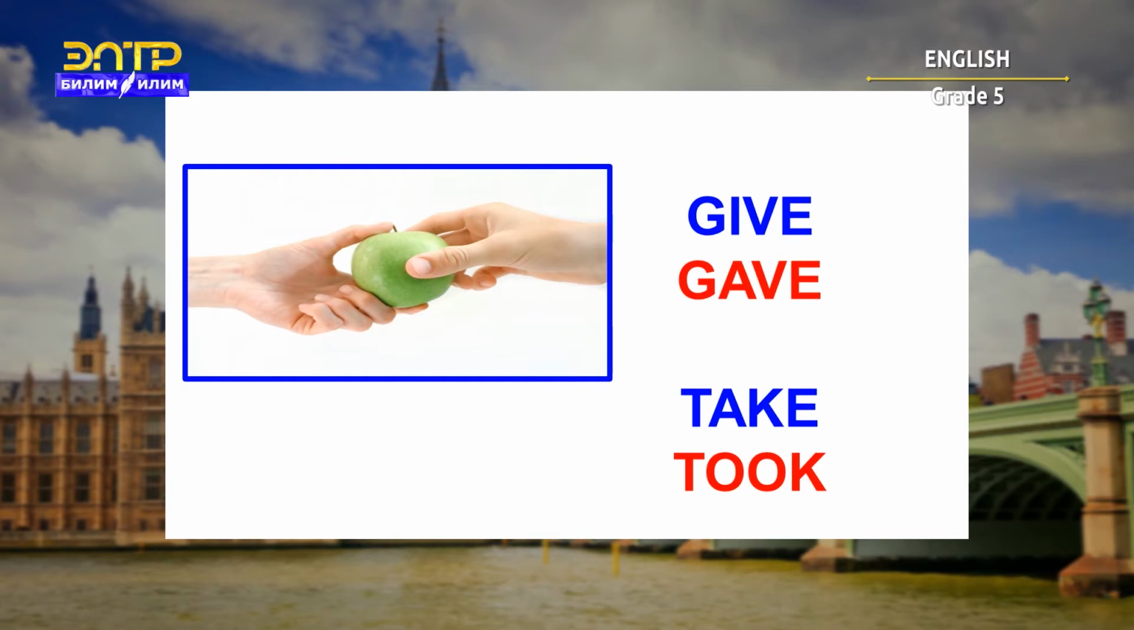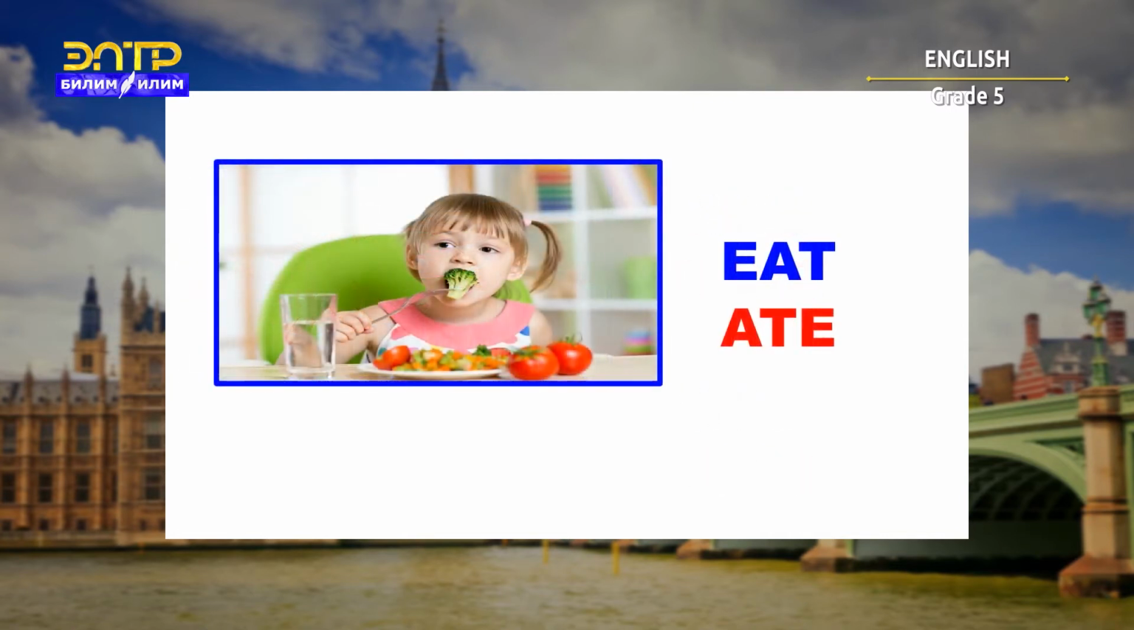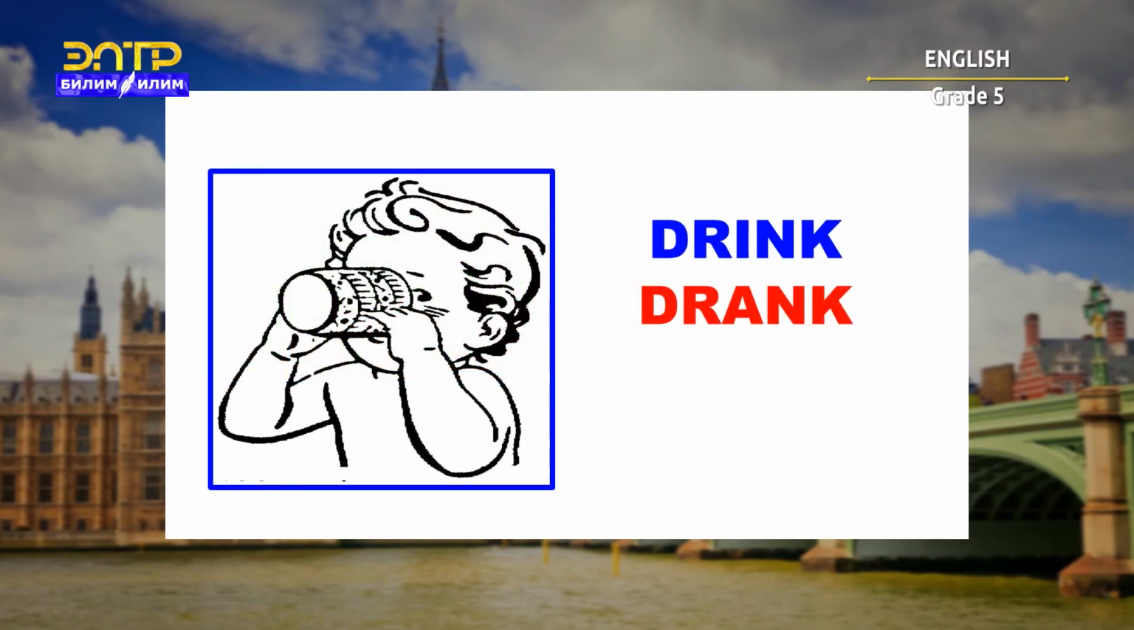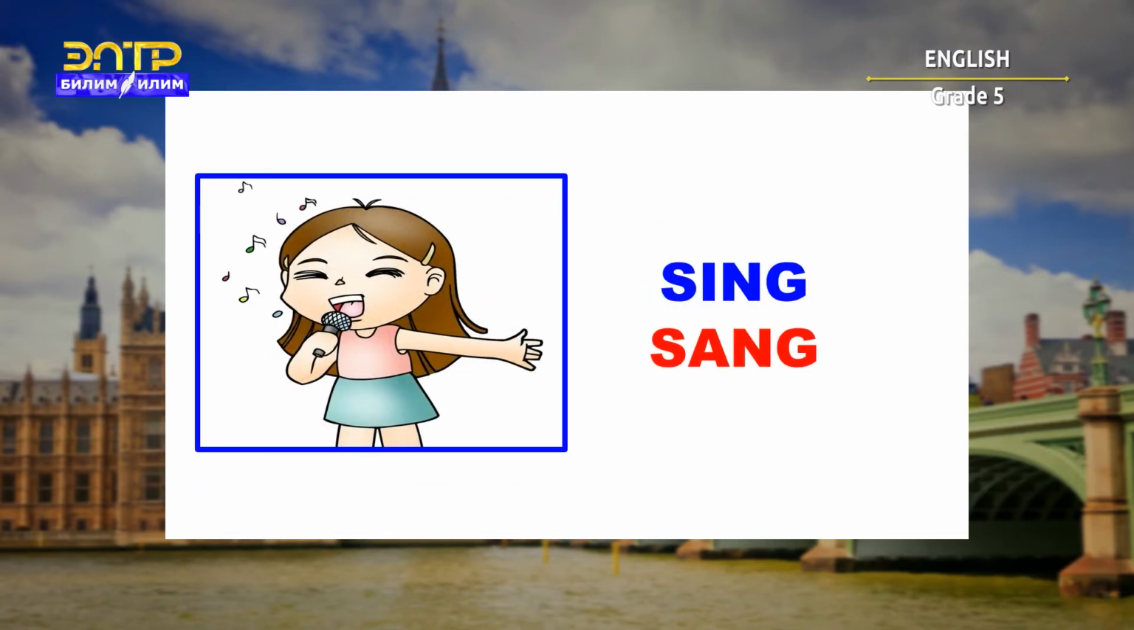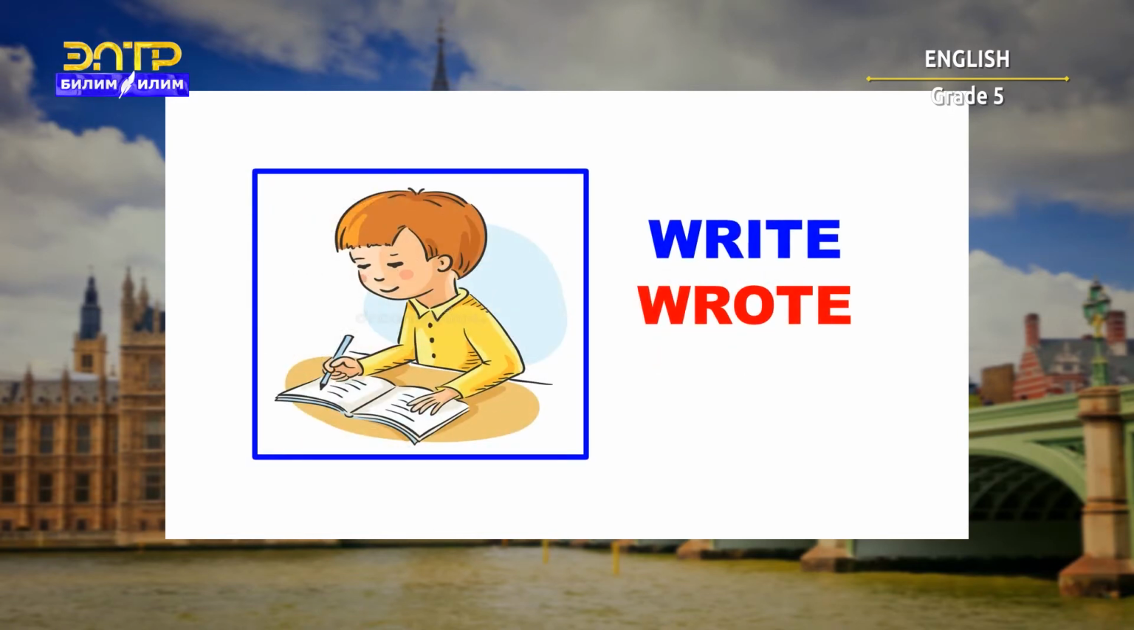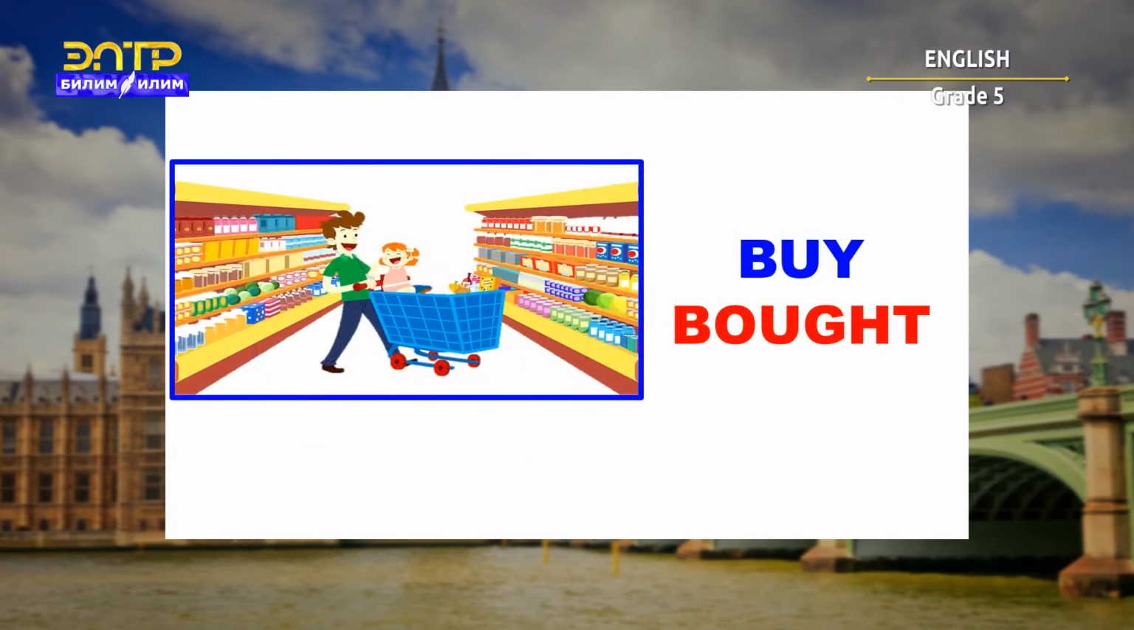Okay, the next, give, gave, take, took. Remember them. The next one, eat, ate, drink, and the past form of this verb is drank. Sing. So to describe the past action, you should use the form sang. Write, wrote. Buy, bought.